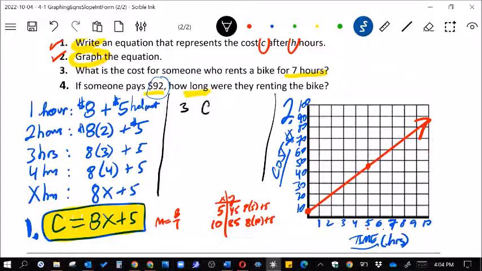So we're going to take that equation. The cost is 8x plus 5. And for 7 hours, the cost is 8 times 7 plus 5. So 8 times 7 is 56, plus 5. Okay, and that means the cost is 61, or we'll say $61.